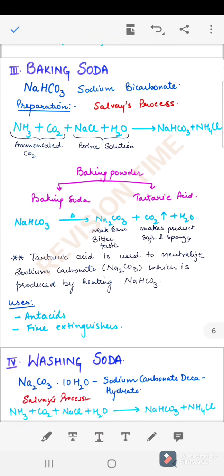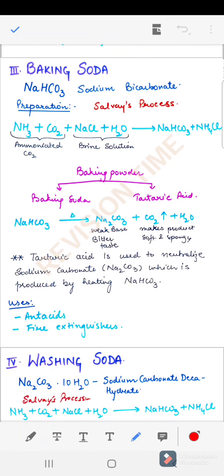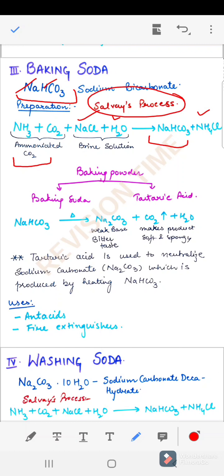Third compound we have is baking soda. This is a very familiar name. So the formula is NaHCO3. This is sodium bicarbonate. So how is it prepared? We have ammonia and carbon dioxide, combinedly known as ammoniated carbon dioxide. And then we have brine solution, that is nothing but NaCl and water. Upon their reaction we get sodium bicarbonate and ammonium chloride. This process is known as the Solvay process.